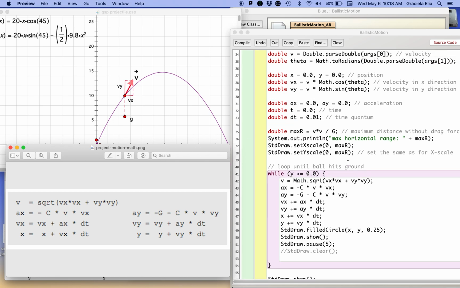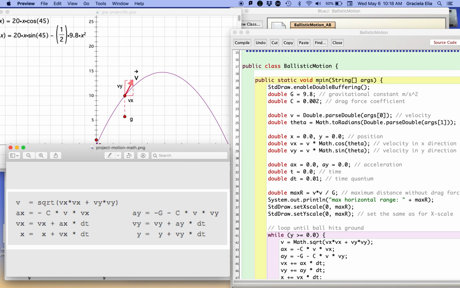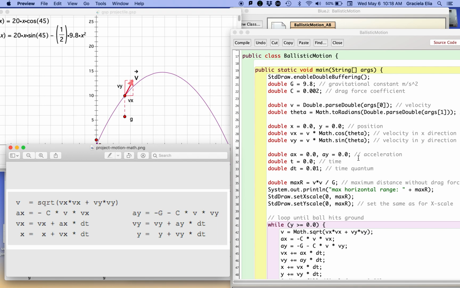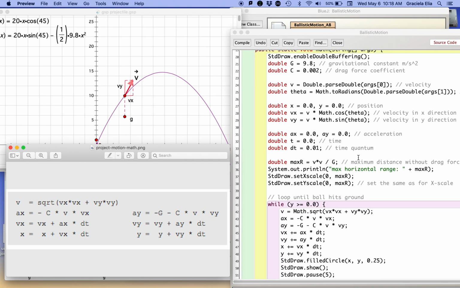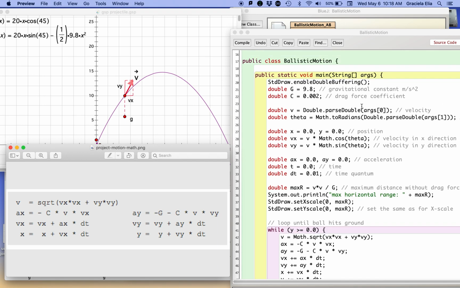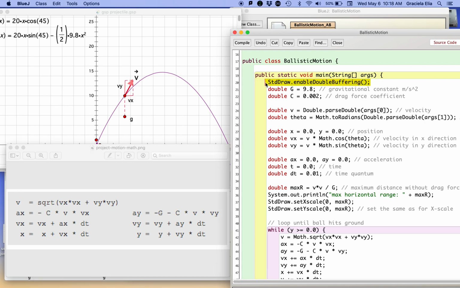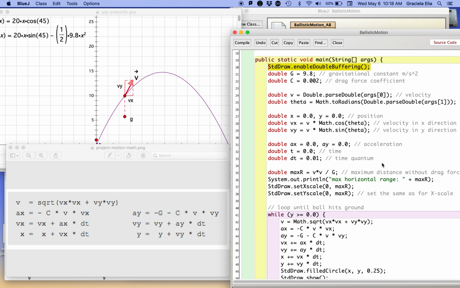I did have to use the enable double buffering, so I don't have that flickering. So make sure that you do include that. It's not in the original program, the one that I gave you. I'm not sure why, but make sure you do type this in your program. Otherwise, you're going to have that flickering effect that looks pretty ugly.